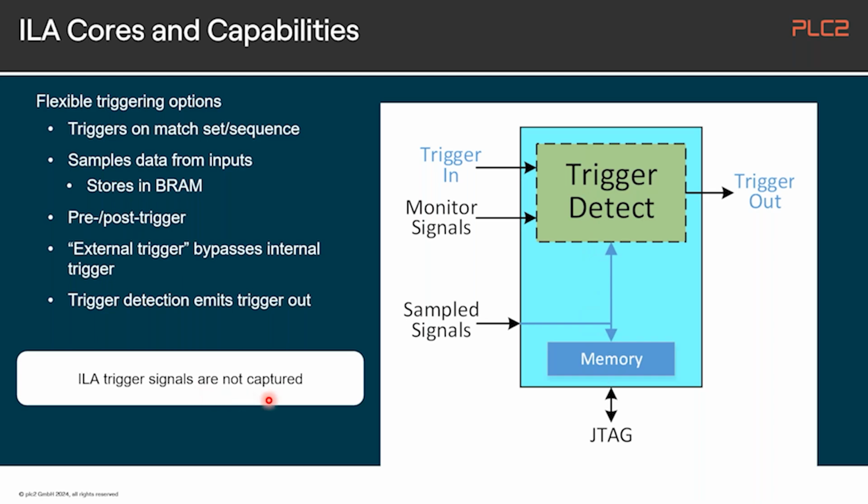The ILA trigger signals are not captured. This means actually we see that those ports are purely in use with a trigger detection unit and not for capturing. Capturing requires memory. Memory resources are used with your design.